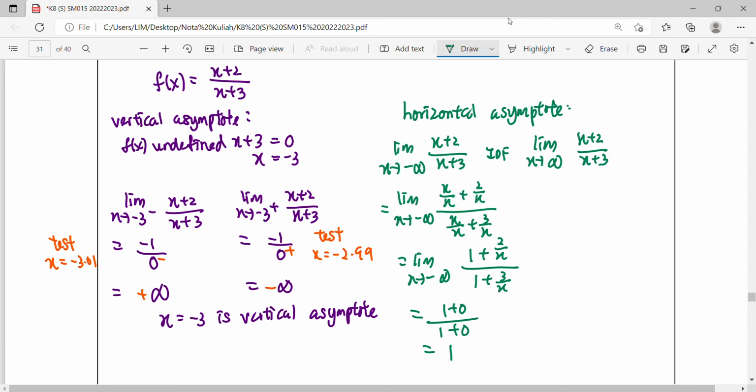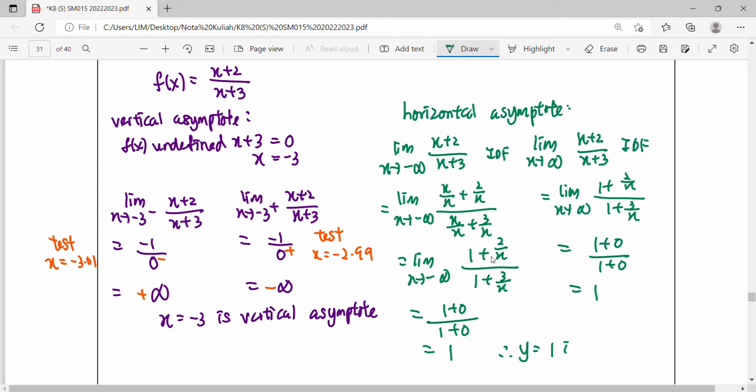Continue to the procedure here. So this also is an indeterminate form, so we pick the simplest form for this function. Substitute your infinity, you will notice that the answer also is 1. So from here we can conclude y equals 1 is the horizontal asymptote.